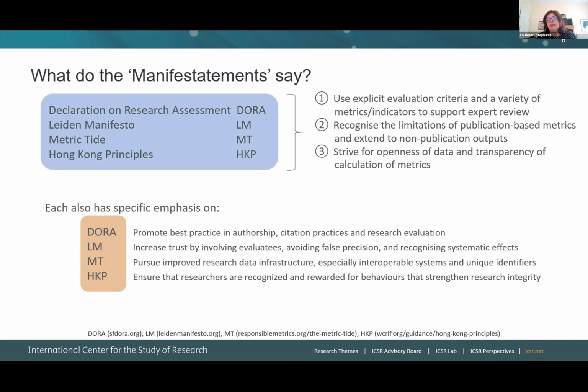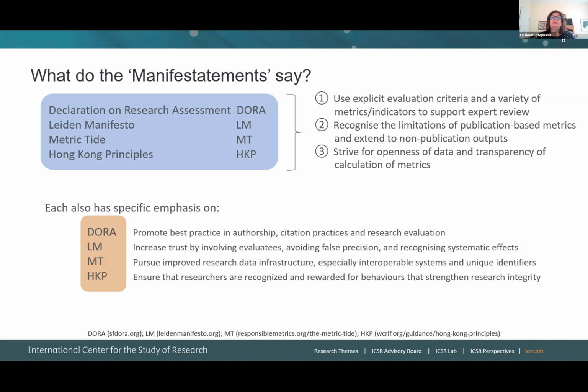The first common theme is that those who conduct research evaluation, or those folks who are responsible or support evaluation, and those who are the subject of the evaluation, should always use explicit, very clearly spelled out evaluation criteria and an array or a variety of metrics and indicators to support expert review. And expert review is always part of that mix.